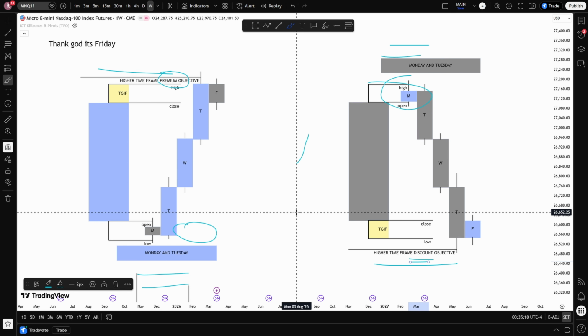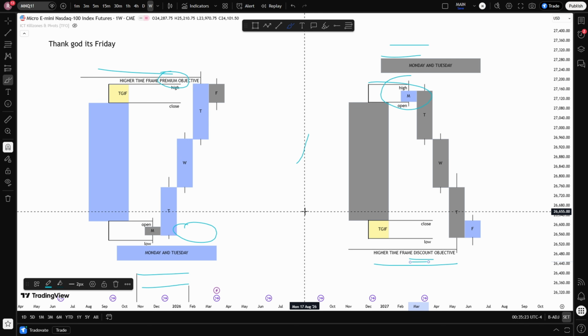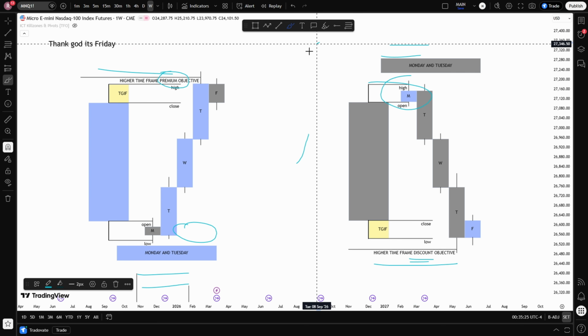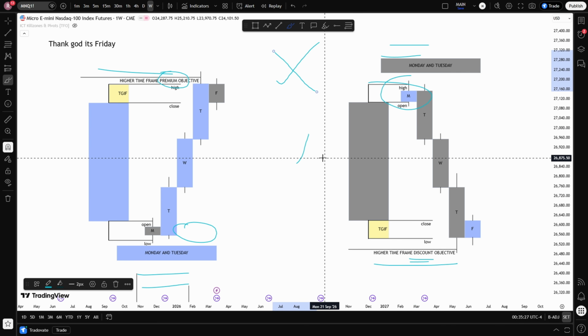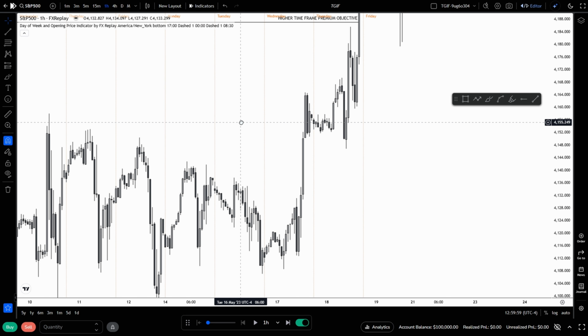So when all three of these conditions are met, you now have a high probability environment where Friday can deliver that TGIF move, where price comes back into the weekly range. But without these criteria, even if you see wicks on the weekly candle, it doesn't mean a valid TGIF setup is actually in play. Now that you understand the concept of TGIF and when it's likely to occur using the three-step process, we can move into a real chart example and actually apply everything step by step.